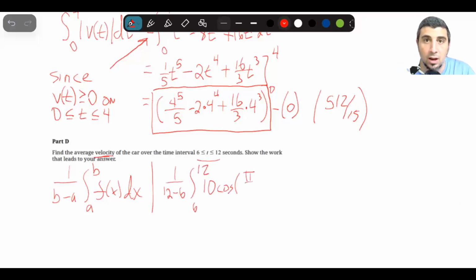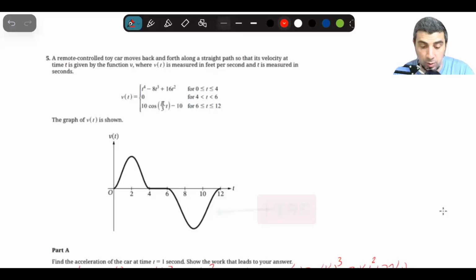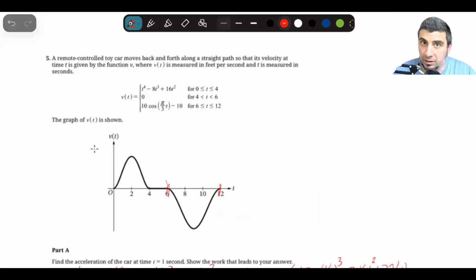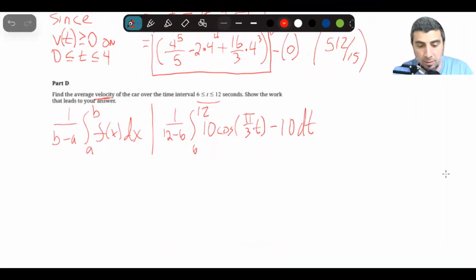Also, be careful. The interval is from 6 to 12. Don't miss that. Now, this looks like it's going to be pretty messy, but I want to give you a way to figure out if you're even in the right ballpark. If you look back up at the graph, on the interval 6 to 12, notice that the velocity is negative that entire time. So the average velocity should be negative. So if we get an answer that is not negative, we know we did something wrong. Now, back to the problem.